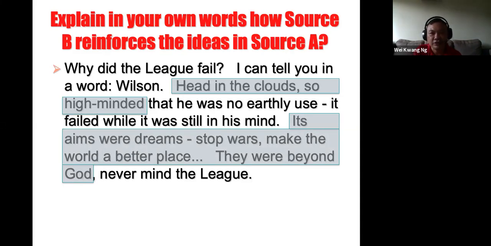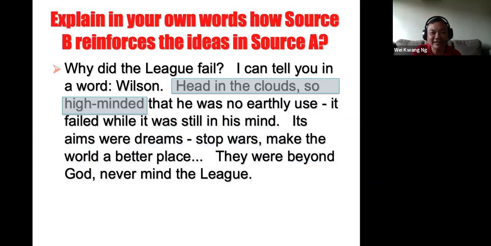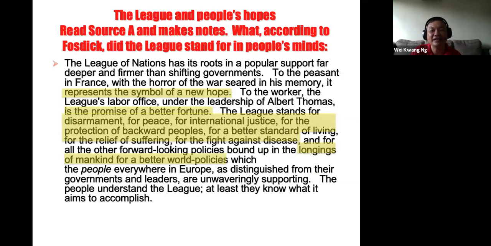Thanks, Braden. So if you look at this situation, both sources are highlighting the aim. But what was interesting was that in source A, they truly believe that the aim was a good one. It is something achievable, something good, something that can be done, and it will make the world a better place. So that's why people are supporting them.